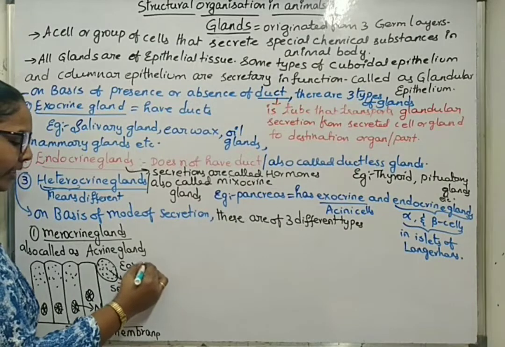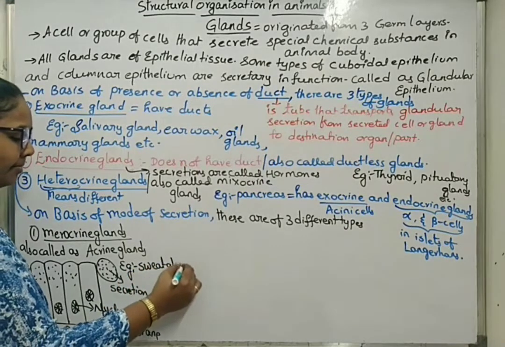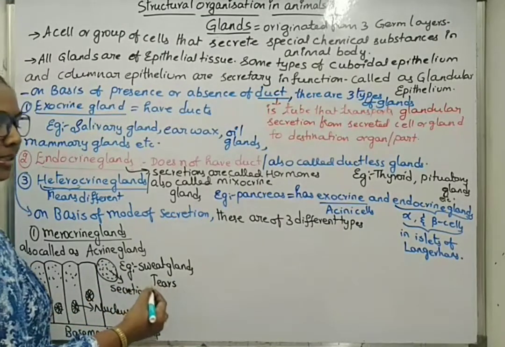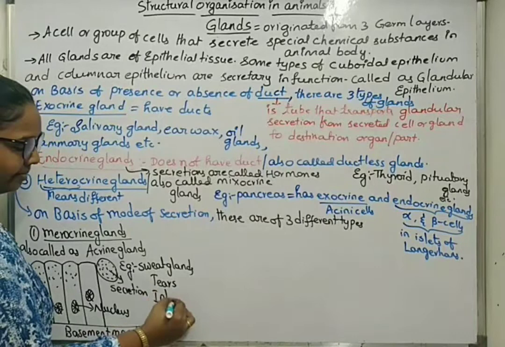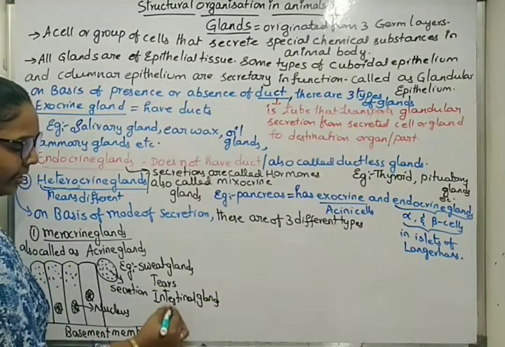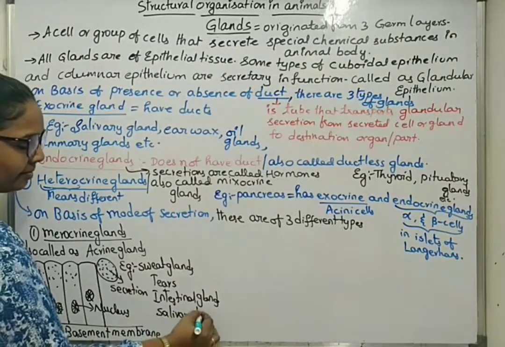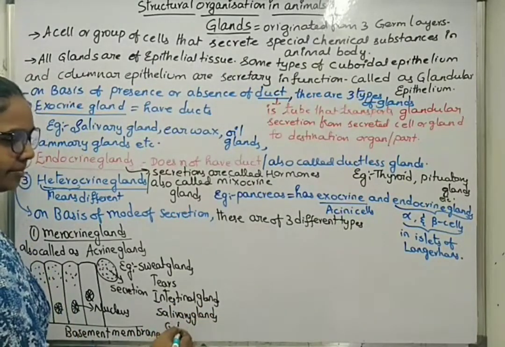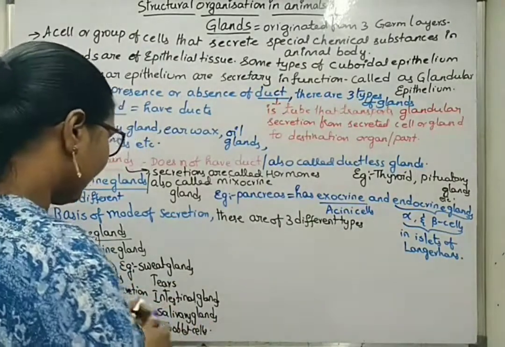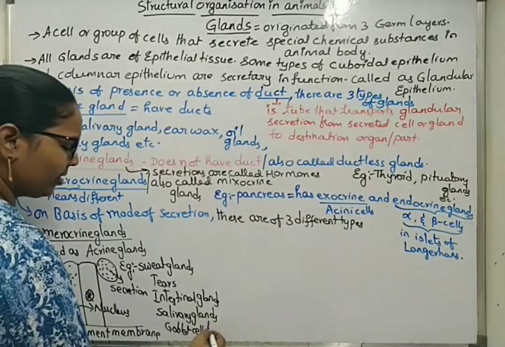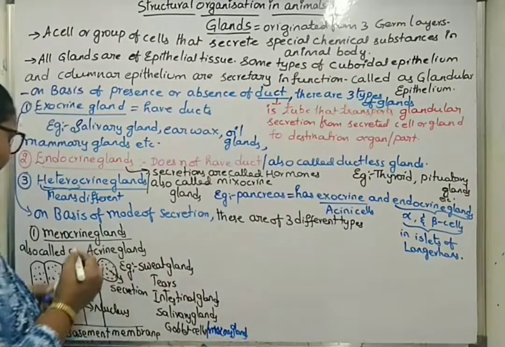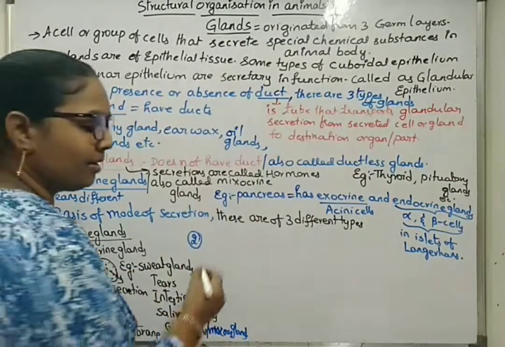Examples: sweat glands, tear glands, intestinal glands, salivary glands, goblet cells, and mucus glands. Goblet cells secrete mucus, so they are mucus glands. Second one is apocrine gland.